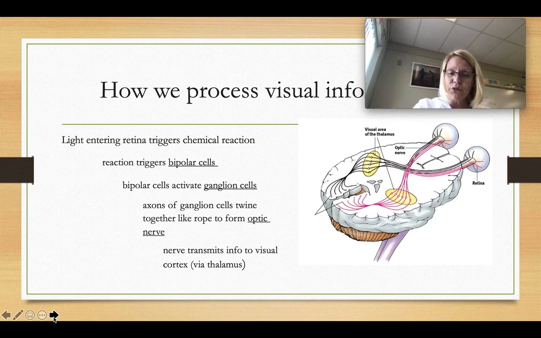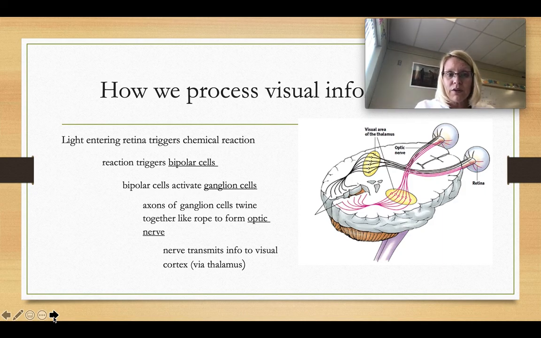So the first initial chemical reaction that's going to happen is it's going to trigger these bipolar cells. Now, this is just another type of neuron. We've talked about many different types of neuron. These are neurons in the retina. I mean, that's really all you need to know.